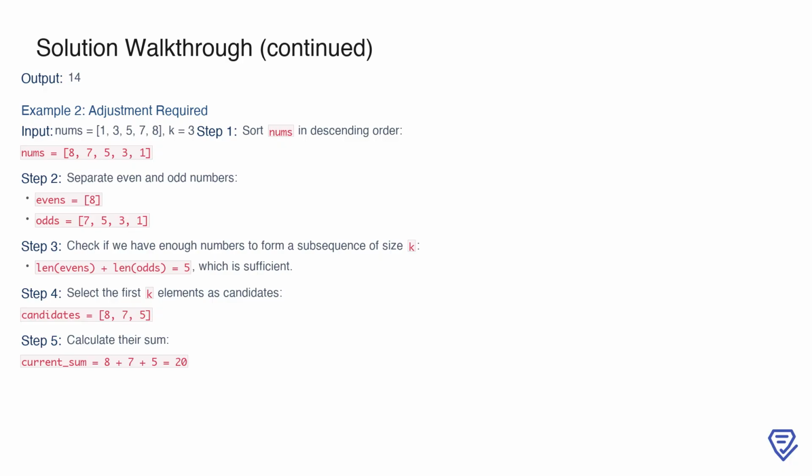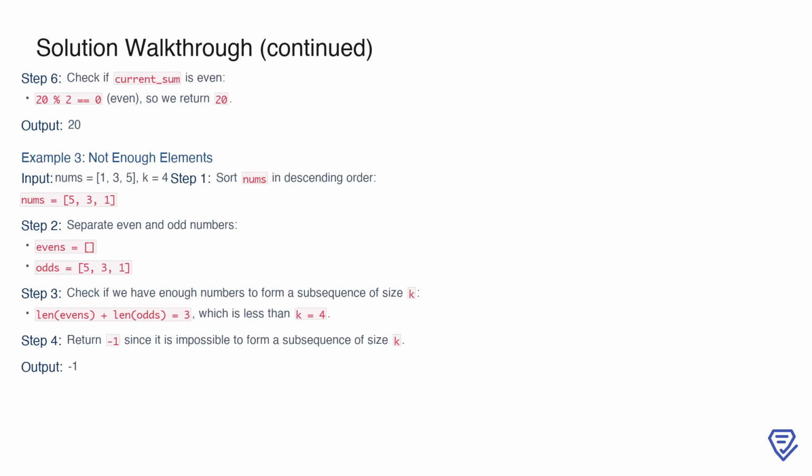Next, we compute their sum, which is current_sum equals 8 plus 7 plus 5 equals 20. After calculating the sum of the selected candidates in the second example, we check if the sum is even. Since 20 % 2 equals 0, the sum is even, and we return 20 as the result.